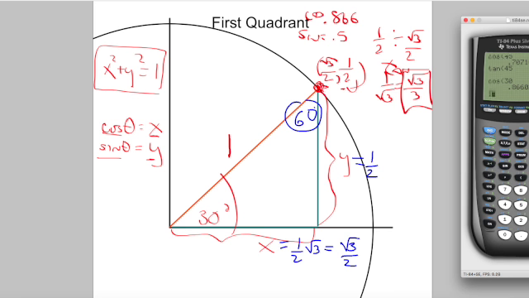Just to verify that, square root of 3 divided by 2, and that's going to give me 0.866, just like we said it was going to do.